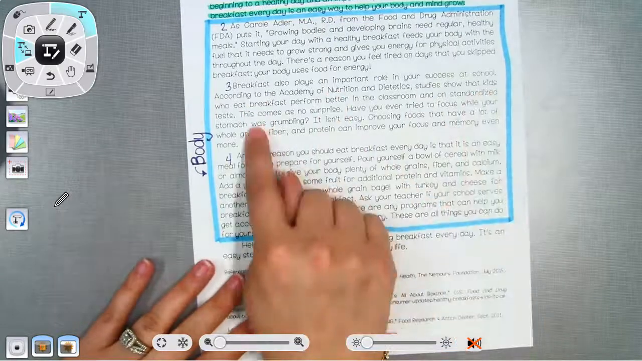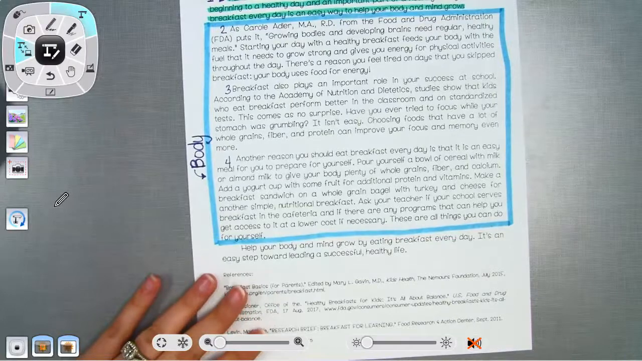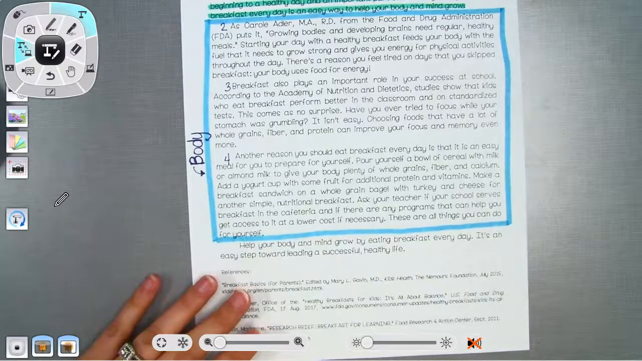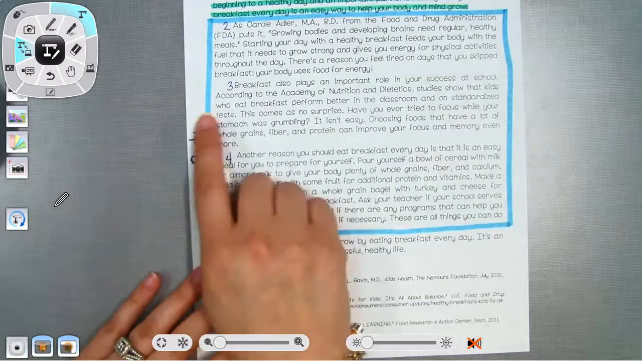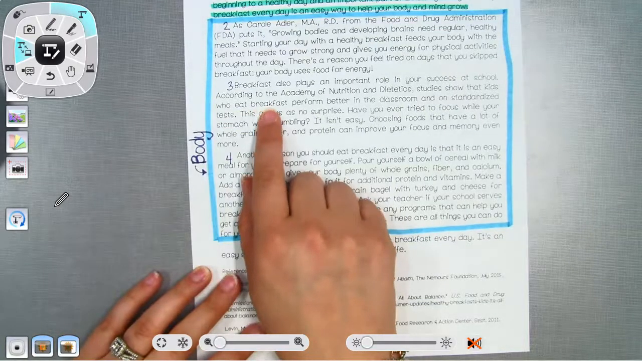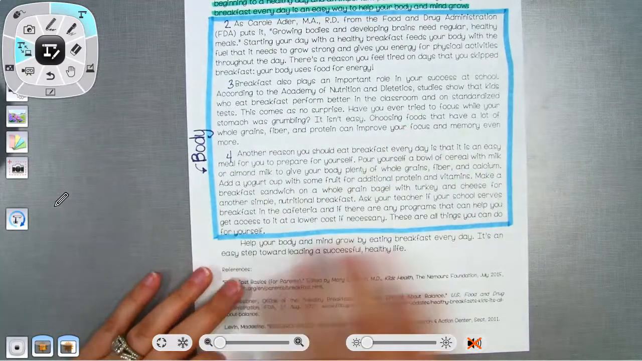Okay, here's our reason number 2. "Breakfast also plays an important role in your success at school. According to the Academy of Nutrition and Dietetics, studies show that kids who eat breakfast perform better in the classroom and on standardized tests. This comes as no surprise. Have you ever tried to focus while your stomach was grumbling? It isn't easy. Choosing food that has a lot of good whole grains, fiber, and proteins can improve your focus and memory even more." So it's saying that if you eat breakfast, you're going to be able to focus, so you're going to be able to perform better in school.